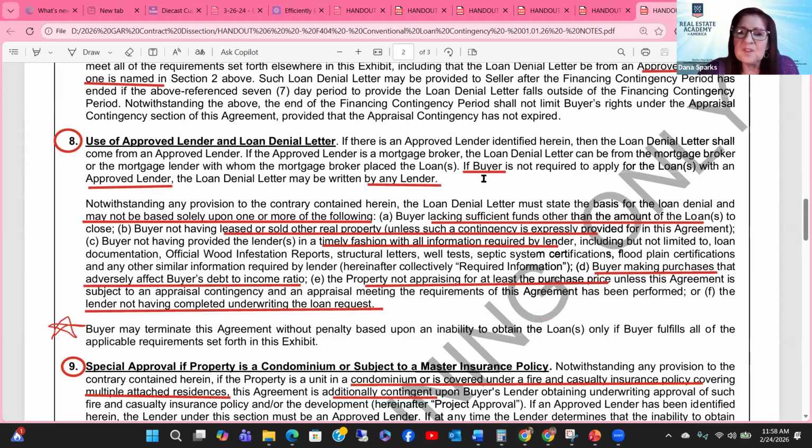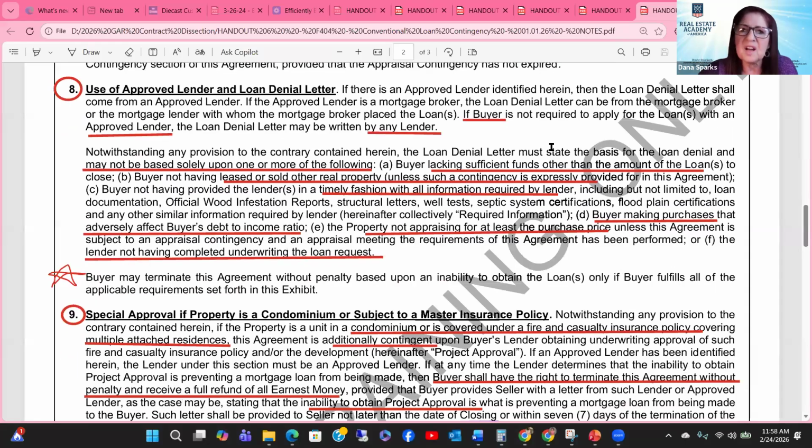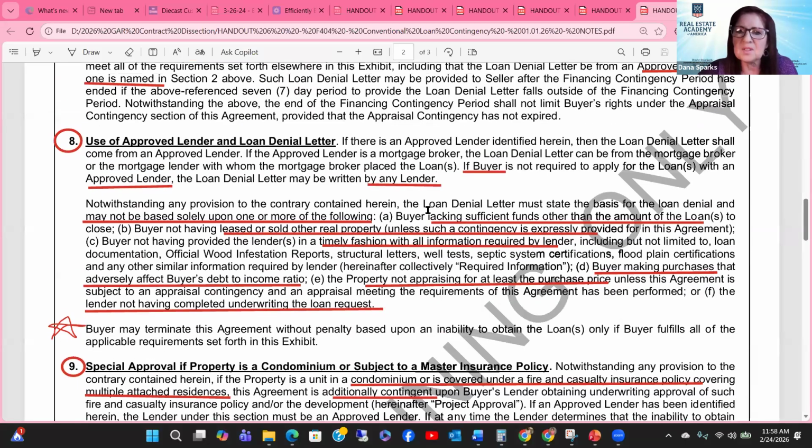So if there's not an approved lender identified on that first page, then a loan denial letter can come from any lender licensed to do business in Georgia. Now, what about the loan denial letter? This describes the loan denial letter. The loan denial letter must state the basis for the loan denial and may not be based solely on one or more of the following.